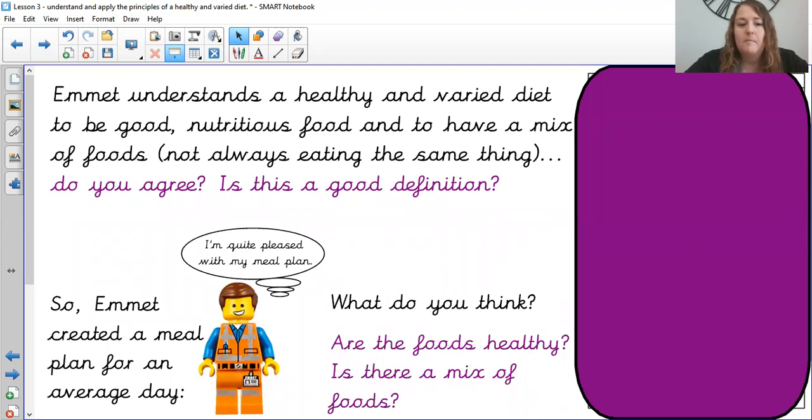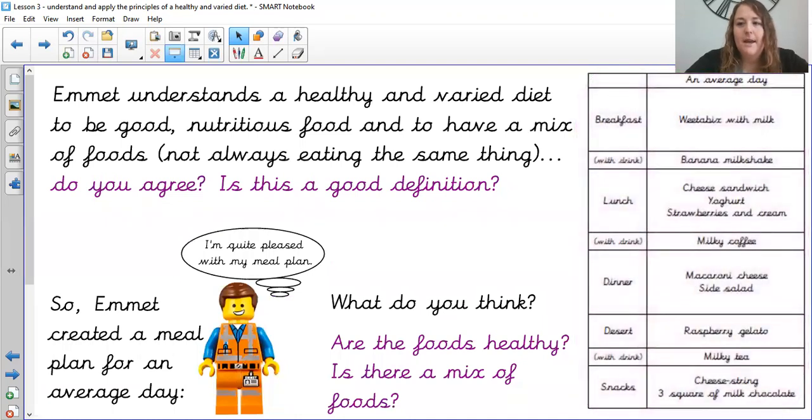So Emmet created a meal plan for an average day, and he's quite pleased with his meal plan. What do you think? So in a moment, I will move the purple box. Are the foods healthy, and is there a mix of foods? Okay, so on his average day, he's planned breakfast: Weetabix with milk, with a drink, banana milkshake. For lunch, he's got a cheese sandwich, a yogurt, and strawberries and cream. With a drink, he's going to have a milky coffee. For dinner, he's got macaroni cheese with a side salad. For dessert, he's got raspberry gelato. With a drink, a milky tea. And then for snacks during the day, he's had a cheese string and 3 squares of milk chocolate.